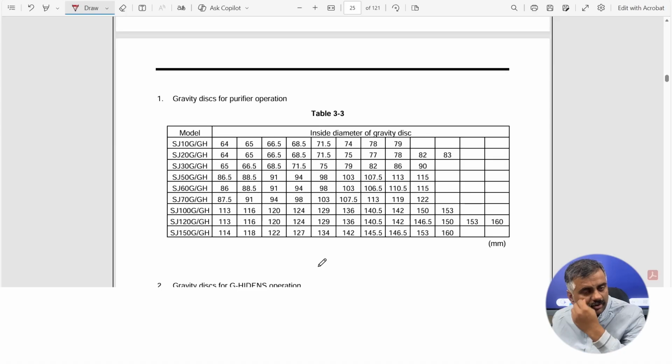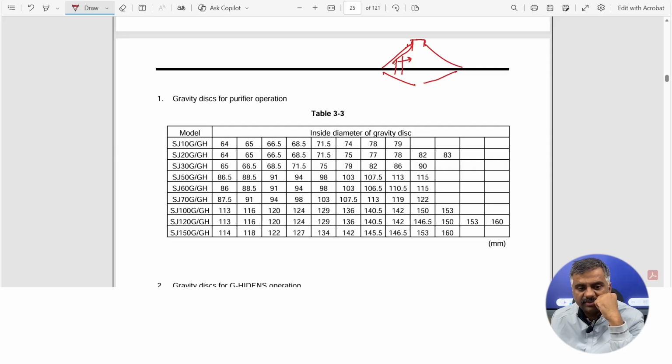The question is, what will happen if the gravity disc size is smaller. So if we employ, this is the bowl, and if we use a smaller gravity disc, that means the oil interface which was about to be made in this section is shifting inwards. Okay, so the oil's interface is shifting inwards.